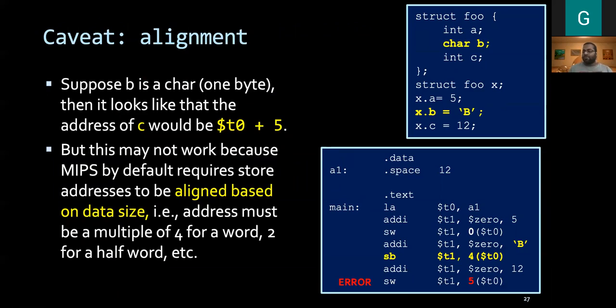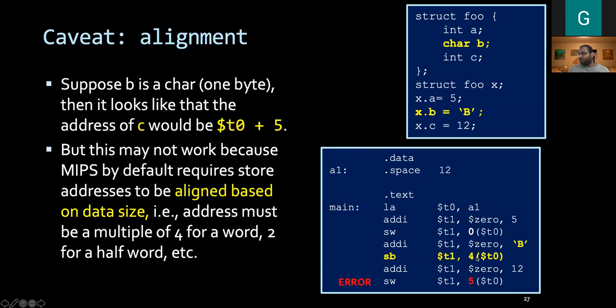So the caveat here is that for every element, the address of that element needs to be aligned based on the data size of that element. So more precisely, let's look at this example where we have an int a, a character b, and then another int c. So if you're trying to put in some values into there like this, what you would naively try and do is you would say that, okay, I'm going to take my D0 address, and then at offset 0, I'm going to store in the value 5.